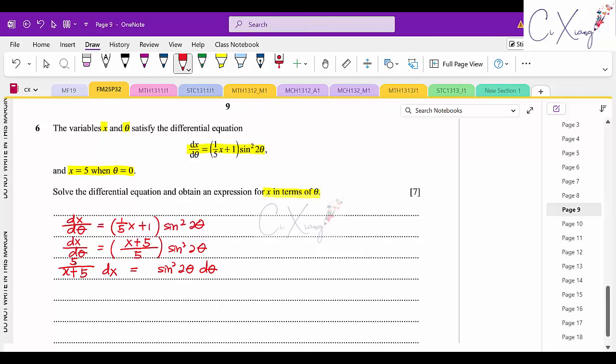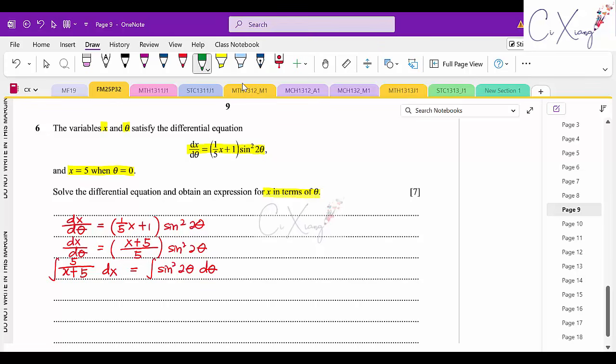So if you want to solve this differential equation, you can start putting the integration sign. Okay, so now you need to investigate and see how we can integrate both sides here. Alright, so let's have a look at the left-hand side here.